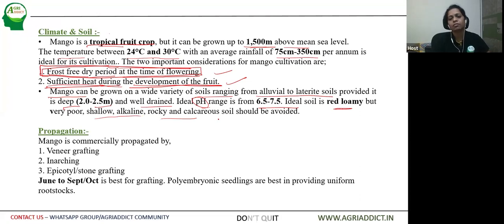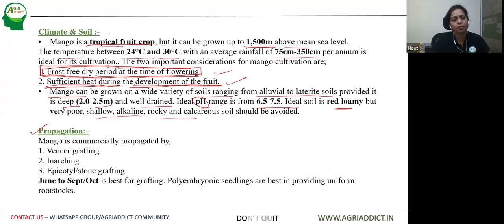However, for these abiotic stresses, resistant rootstocks or tolerant rootstocks are also there. We can go by grafting the desired scion variety on this, but however it thrives well under red loamy soils.